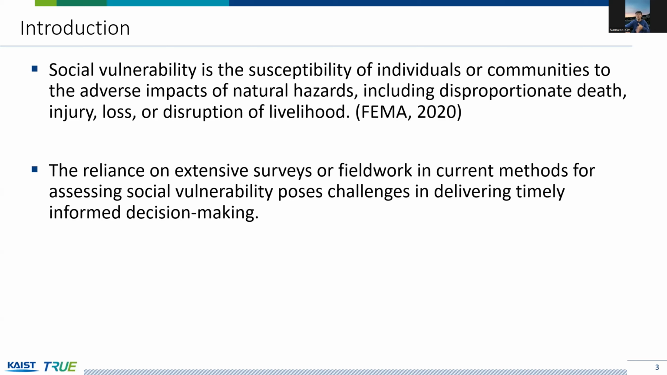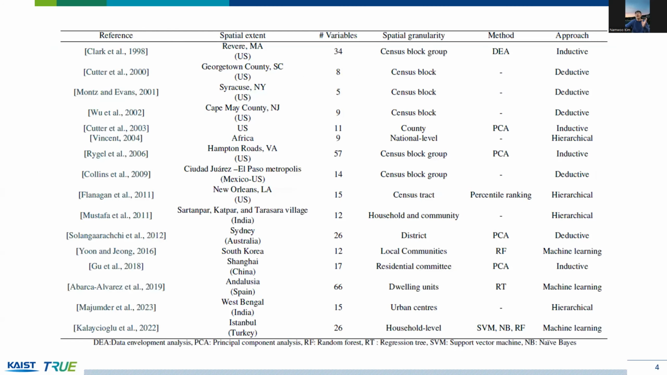However, the reliance on extensive surveys or fieldwork in current methods for assessing social vulnerability poses challenges in delivering timely, informed decision-making. In detail, to identify socially vulnerable communities, many existing studies have assessed social vulnerability by integrating various census variables, such as age, gender, housing, and socioeconomic status into composite indexes. However, collecting census variables typically involves a time- and cost-consuming process, such as the decennial census survey to gather information on demographics, socioeconomic status, and household characteristics.